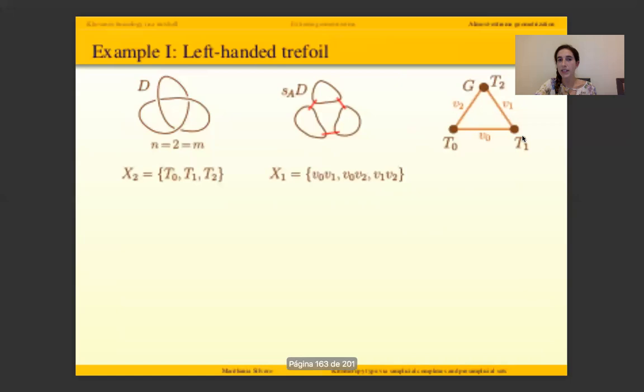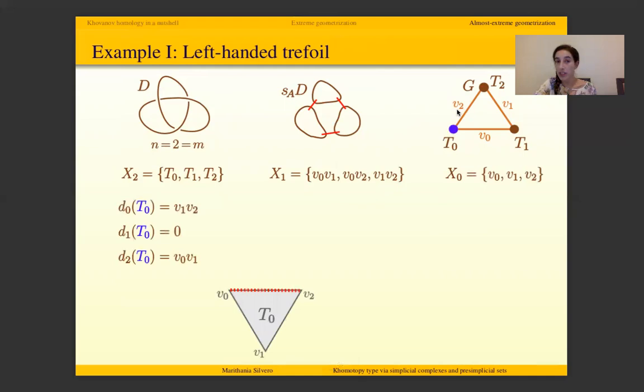X1 is V0, V1, V0, V2, and B1, B2, because remember that you can always remove one vertex because it has to be parallel to no one, so you can always remove one. And X0 is V0, B1, B2. Okay, and now what are the differentials? So T0, it is not adjacent to V1, so this one is mapped to zero. And well, you can remove V0 and you can remove V2, so you get something like that, okay?